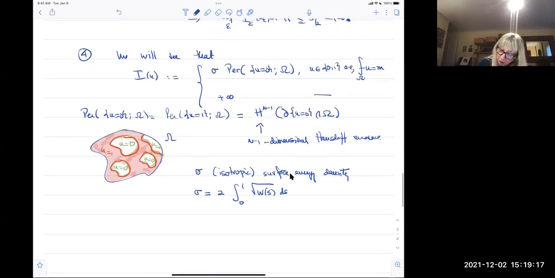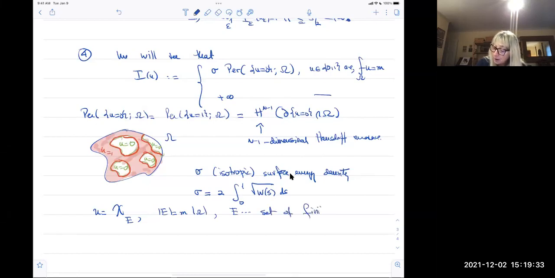So if you wish, I will say that U is equal to the characteristic function of a set E. Again, the measure of E has to be M times the measure of omega, and E will be a set of finite perimeter, which is another way of saying that the characteristic function of E is a BV function. It's a function of bounded variation.